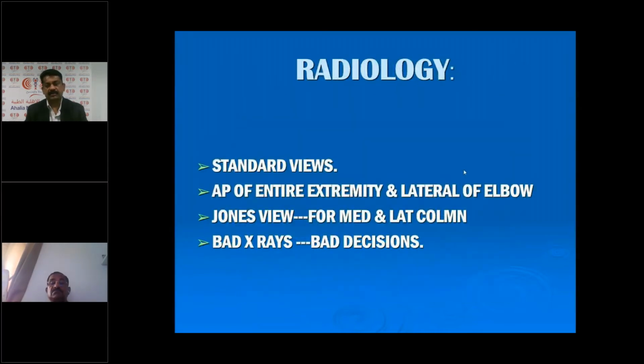And now we come to the radiology. The standard views are the AP and lateral views of the elbow. AP of the entire extremity also would be done to see any associated fractures. The AP view and the lateral view of the distal humerus are very important, especially the lateral view, because it is based on those that the treatment decisions are mainly made. A good lateral view of the distal humerus or elbow can never be overstated, because that is the most important thing that we need. And the Jones view is for the medial and lateral column, so one has to get good X-rays, however difficult it may be, because bad X-rays will lead to bad decisions.